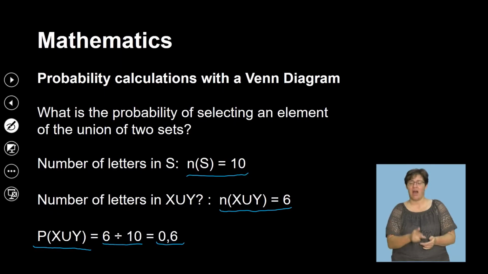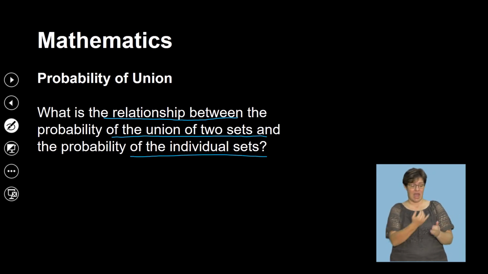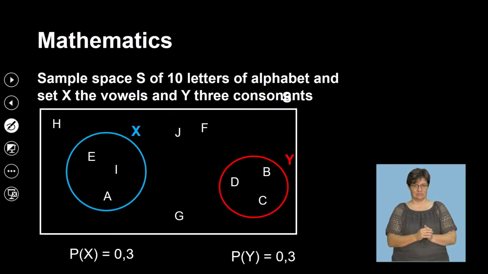Well, fortunately for you, we are on track, and that's the very question that we're going to ask. What is the relationship between the probability of the union of 2 sets and the probability of the individual sets? So let's have a look at it. If we look at the sample space, you'll recognize that what I've got written down here is the probability of X on its own.